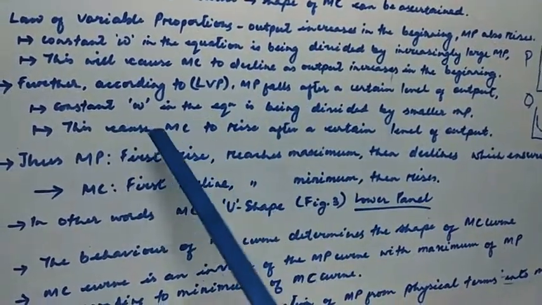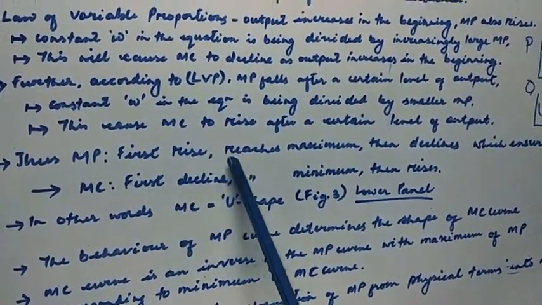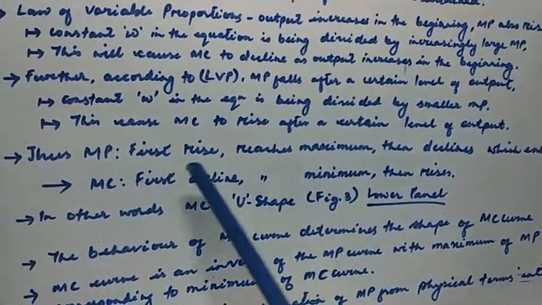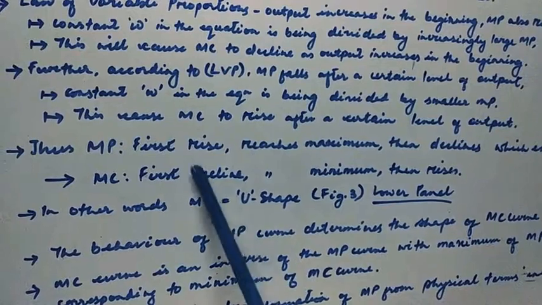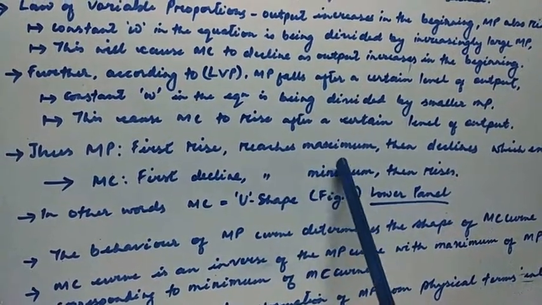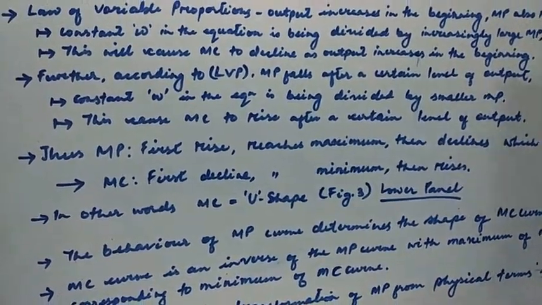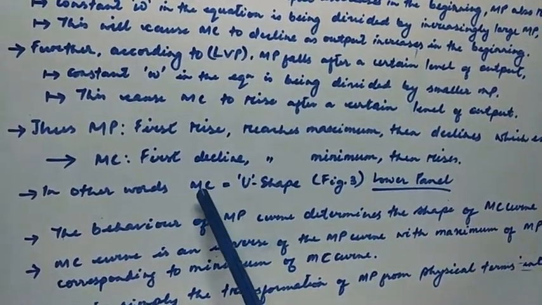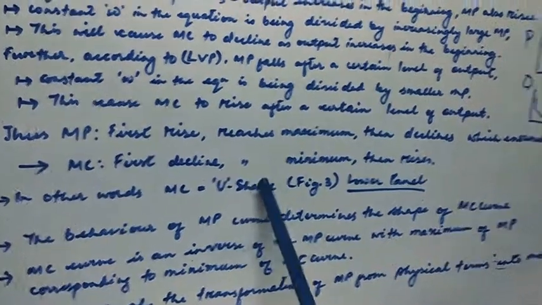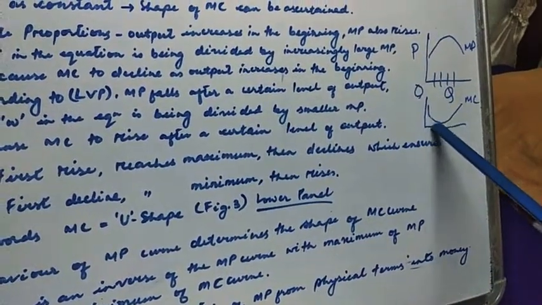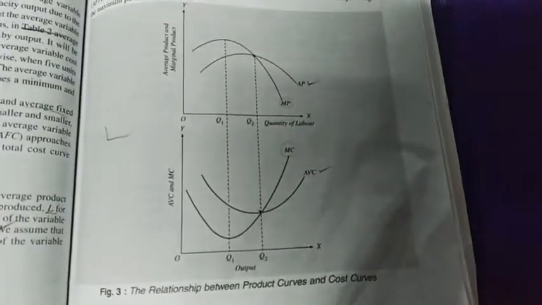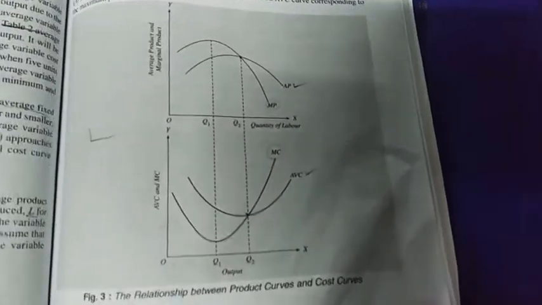So the MP curve first rises, reaches maximum, then declines, which ensures that the MC curve declines first, reaches minimum, and then rises at the end. In other words, the MC curve is U-shaped, and we have seen this in figure 3. So figure 3 is just here. So this is figure 3.